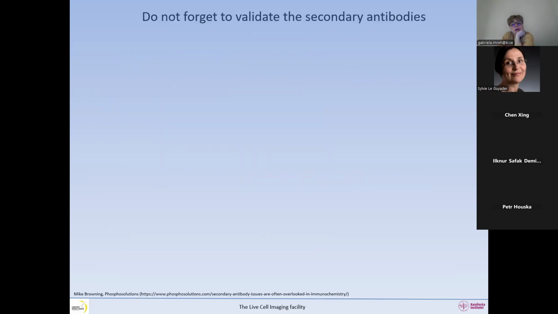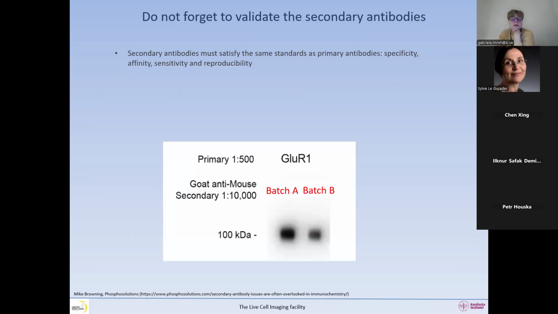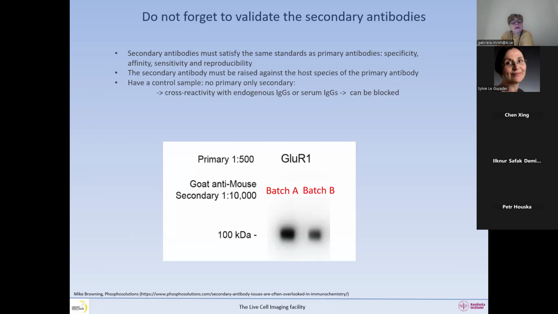Of course, you should not forget to validate your secondary antibodies, because they must satisfy the same standards as primary antibodies: specificity, affinity, sensitivity, and reproducibility. And here I can show an example of less reproducibility of a secondary antibody between 2 batches. And as I mentioned, the secondary antibody must be raised against the host species of the primary antibody.